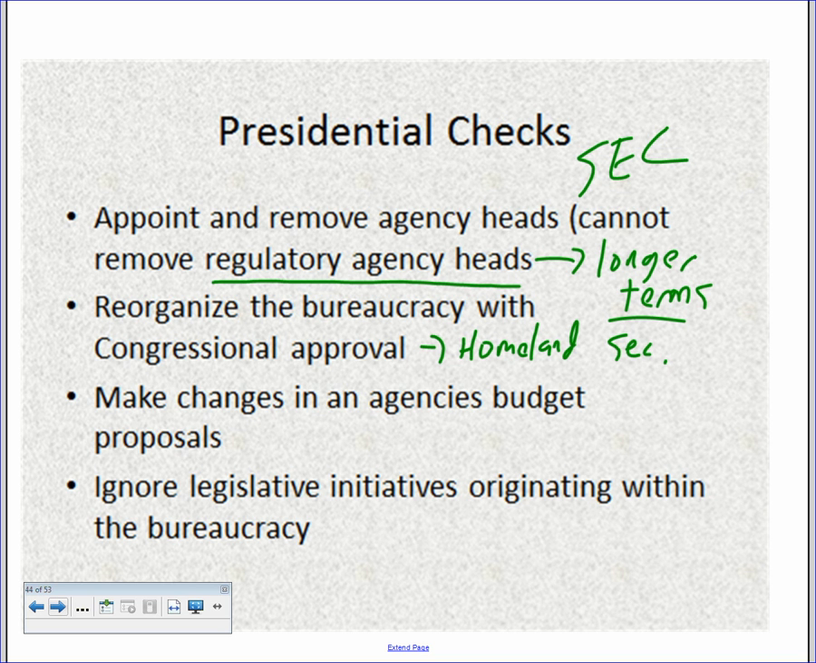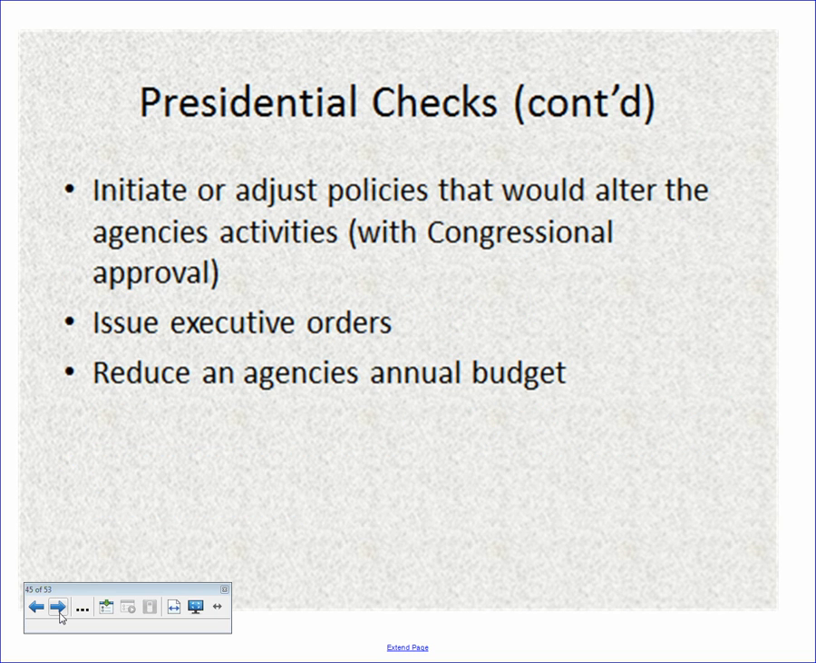They can make changes in an agency's budget proposals, all right? They don't pass the budget, but they can propose to change that. And they can ignore legislative initiatives. So when rules are passed, the president can basically ignore those rules through executive order to limit their effect. So that's how the president controls the bureaucracy that's under his control.